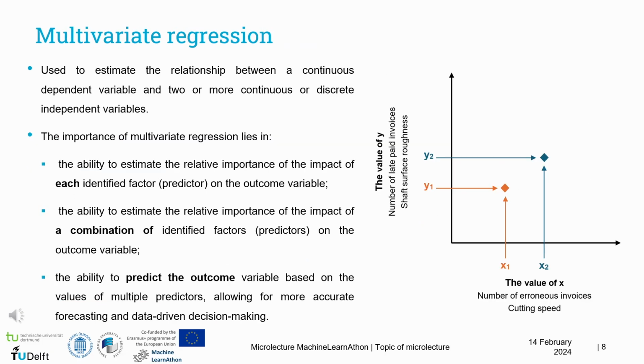Real-world problems often involve more than one influencing factor. Multivariate regression allows us to model the relationship between a dependent variable and multiple predictors, whether continuous or categorical. It helps us assess the individual and combined effects of these variables, enabling more accurate predictions and informed decision making. As shown in the diagram, different values of predictors like x1 and x2 affect the outcome variable y in varying ways, which this model helps capture.